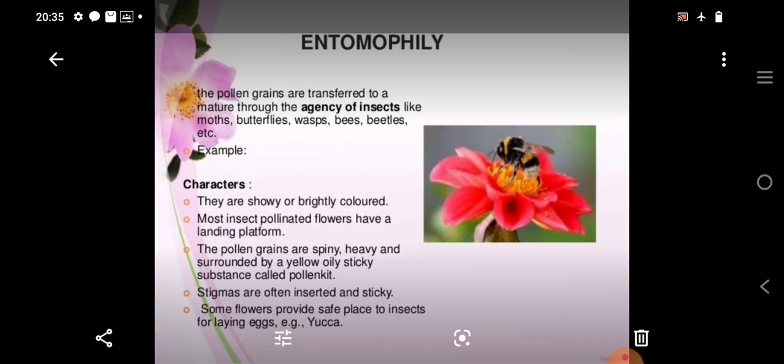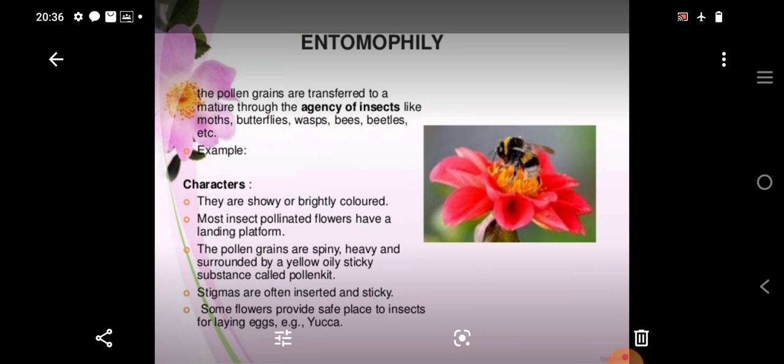Okay, now the next one is entomophily. Okay, entomophily means where the pollinating agencies are insects. So the pollination in which the main pollinating agencies are insects is called entomophily. And the insects which are helping in the process of pollination are moths, butterflies, wasps, bees, beetles, etc., etc. And they also have some adaptations for entomophily. And what are these adaptations?